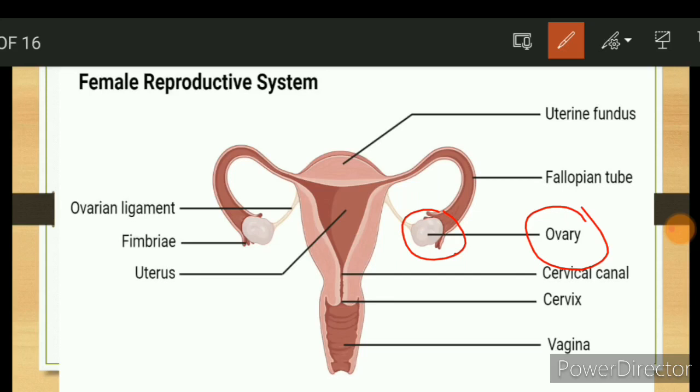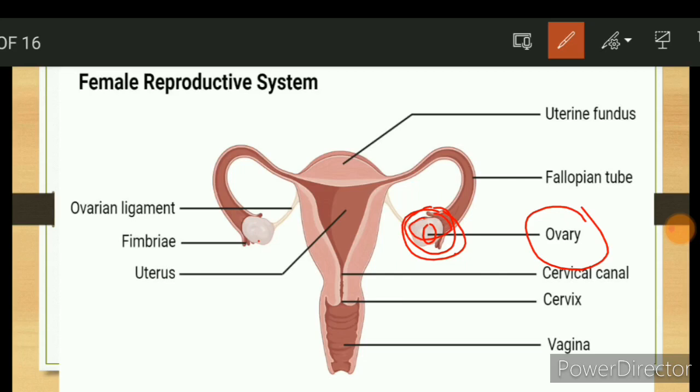The ovary has different cells. The outer cells are cuboidal cells. This shows the middle part, which is the medulla, and the outer side, which has the follicles. In the female reproductive system, follicles are formed before the birth of the female baby.